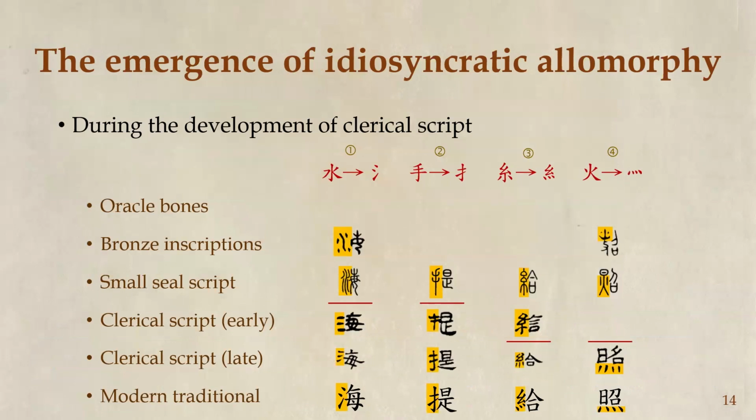Idiosyncratic allomorphy, which is the second of the patterns I've been talking about, came a little later than that even, and didn't actually appear until the development of clerical script, so quite late. So the irregular allomorphic changes in 1, 2, 3, 4 don't appear until the clerical script. You can see that in the highlighted components under the horizontal red line, which is when I see the change first appearing. So none of them are in the small seal script, but they appear later than that.